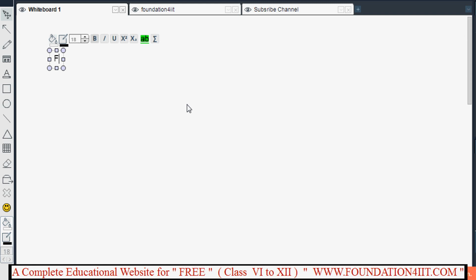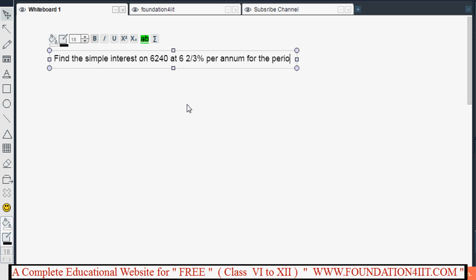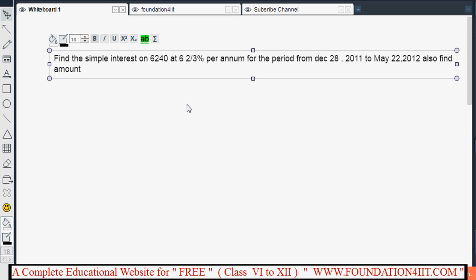Find the simple interest on rupees 6,240 at 6 2 by 3% per annum for the period from December 28, 2011 to May 22nd, 2012. Okay, also find the amount. So amount also you need to find out.